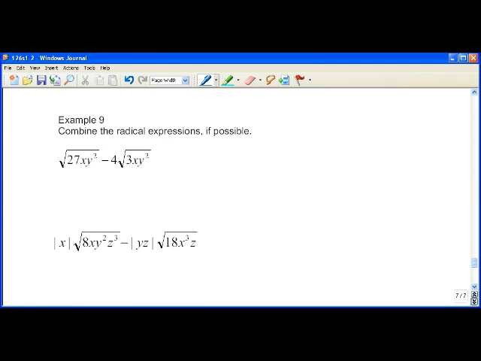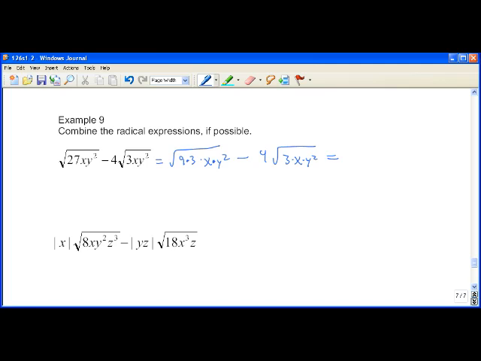Now, combine the radical expressions if possible. You can only combine them if they're like radicals. That means the same index, the same stuff underneath. So we have the square root of 27. That's not cubed, it's the square root of 27. So I'd split that up to become 9 times 3 times x times y squared, minus 4 times the square root of 3 times x times y squared.